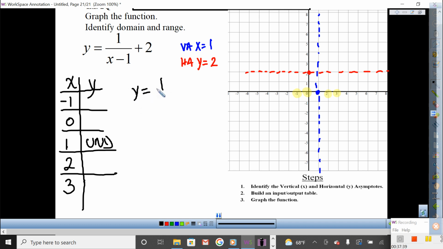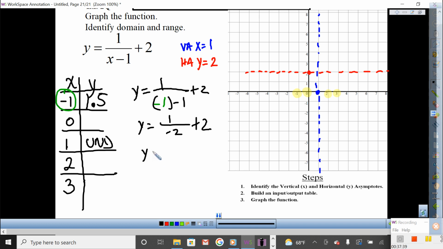Y equals 1 over parentheses x minus 1 plus 2. And I'm going to substitute my first value, which is what? Negative 1. Okay? Y equals 1 over, what is negative 1 minus 1? That's negative 2, plus 2. So look, 1 over negative 2 is negative a half, right? So what is 2 minus a half? 1.5.